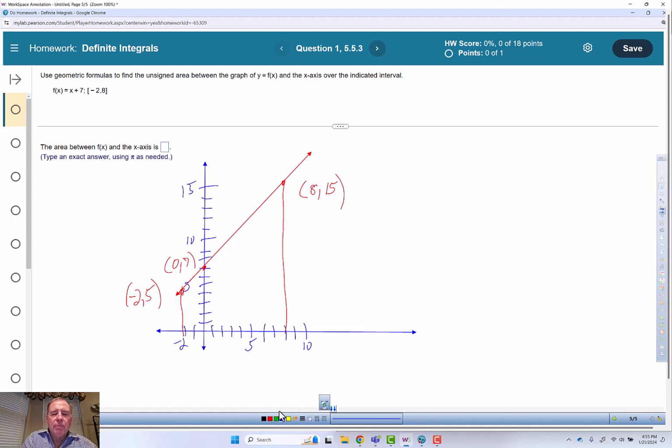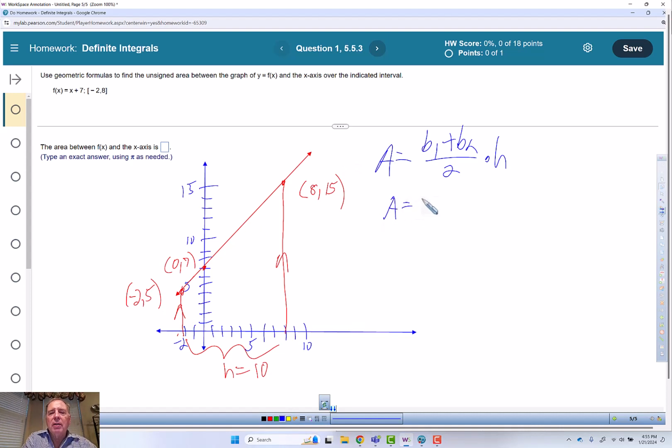The area of a trapezoid is base 1 plus base 2 over 2 times the height. This is kind of on its side. We've got our two parallel sides here, and we're going to call that the height. And going from 8 to -2, that height is 10. And this base 1 is 5. The base 2 is 15.